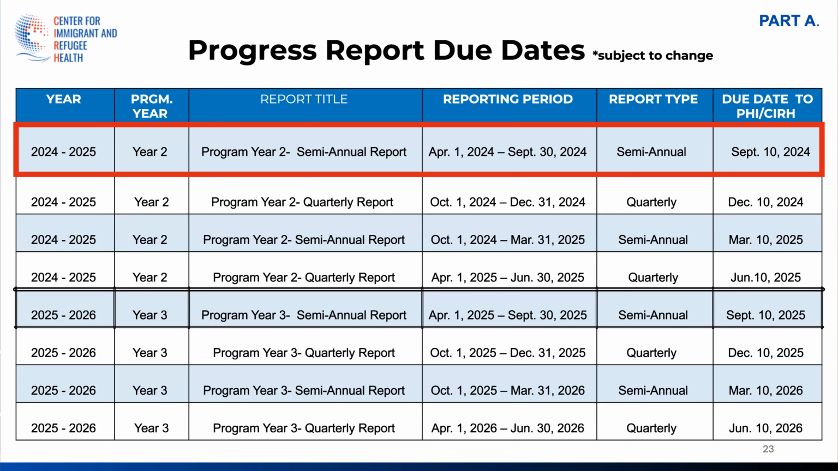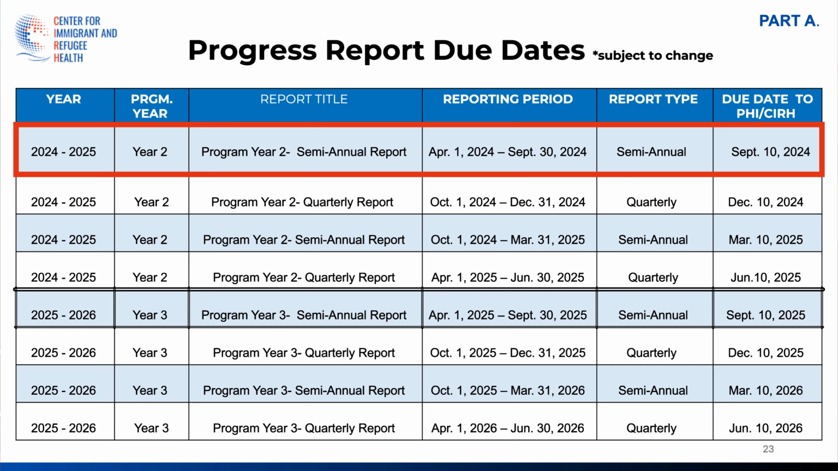These are the due dates for the progress reports, both semi-annual and quarterly, for the duration of the 2-year project. You'll see that I've highlighted in red here, for those of you who have fully executed contracts, you know that I've sent over an email that you have to send over an expedited semi-annual report, even though it's passed. So I just wanted to reiterate that once you get a fully executed contract, you will receive an email from me asking your organization to complete this.